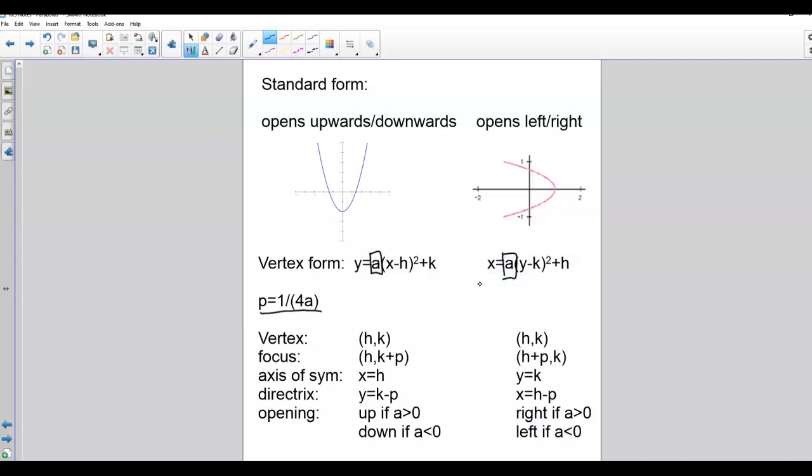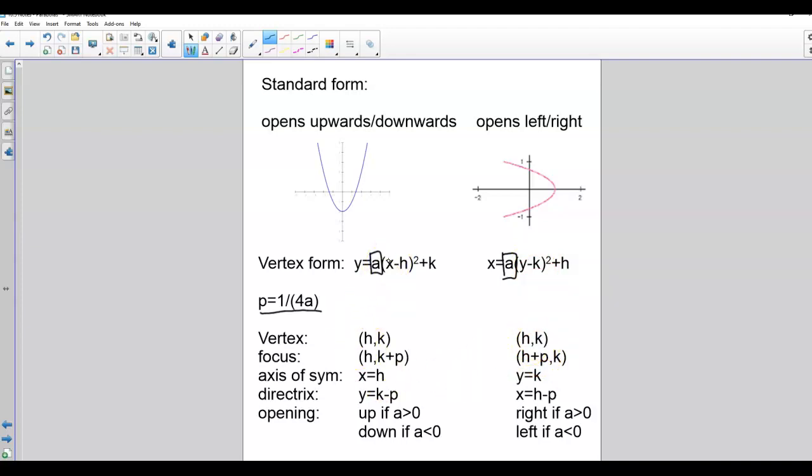And so to find the vertex, it's just going to be h, k, opposite sign here. Do not use the opposite sign here. Notice over here, the h and k are switched because here you have the y on the inside, so that k is that y coordinate here.